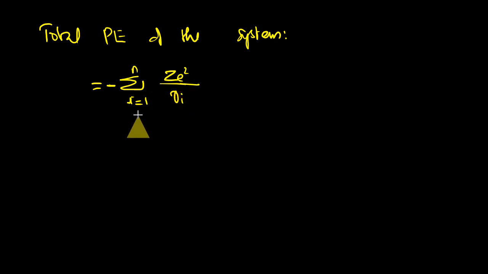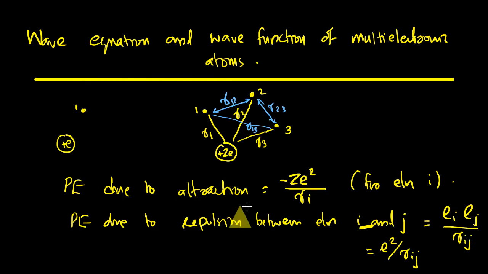Okay. So this equation shows that we give values from 1 to n to i here. So you will get R1, R2, R3, etc. And those terms are summed up. That is why we are using a sigma term here. And now this is the total potential energy due to attraction. Now we have to calculate the total potential energy due to repulsion also.